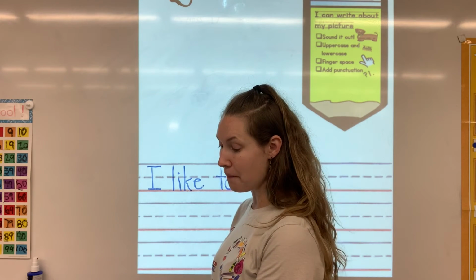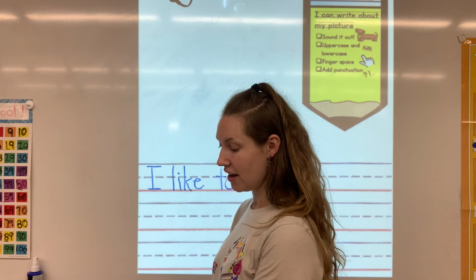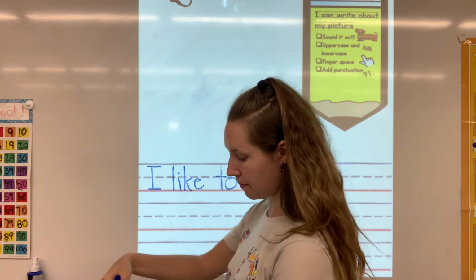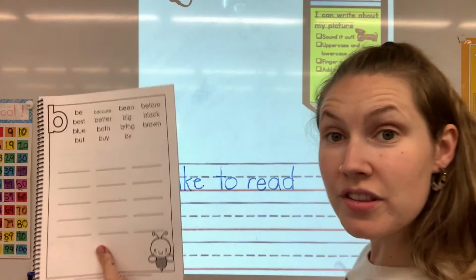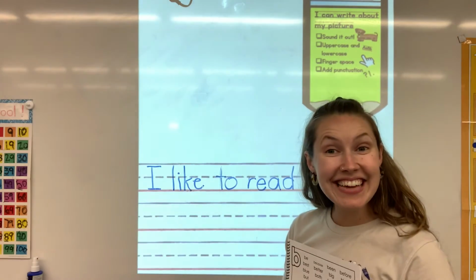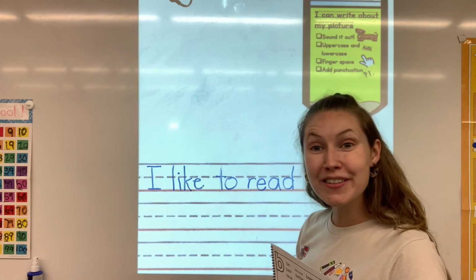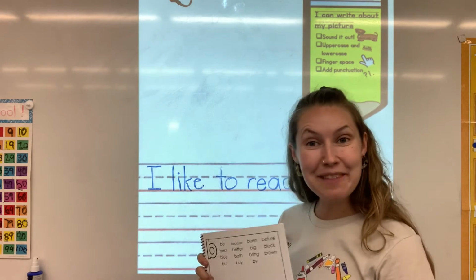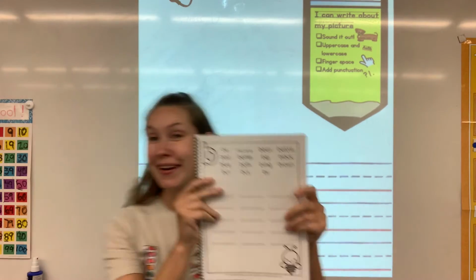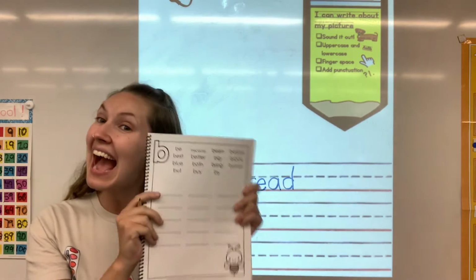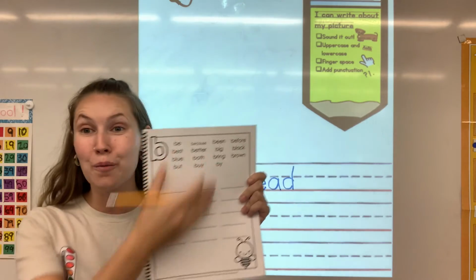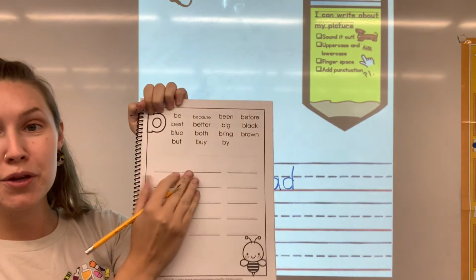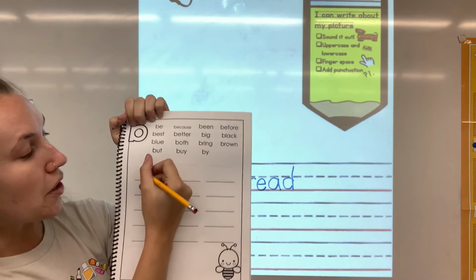Let's check to see if books is in our word wall book. I don't see the word books. Here's a chance for us to add another word to our word wall book. So let me get a pencil so we can write books. Okay, so turn to your letter B page so we can add this word to our word wall so you can go back and write about it again. We're going to use our first line here and write books.